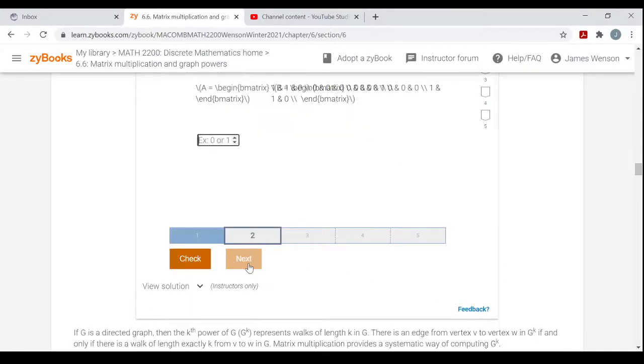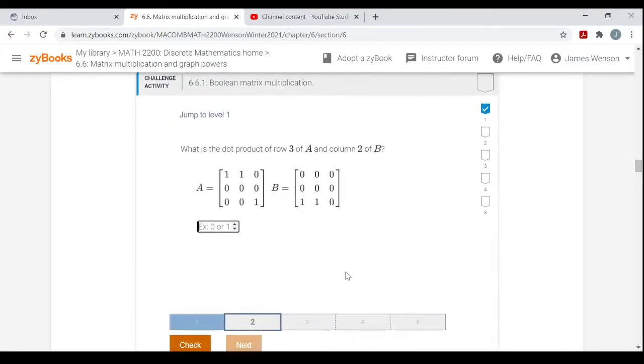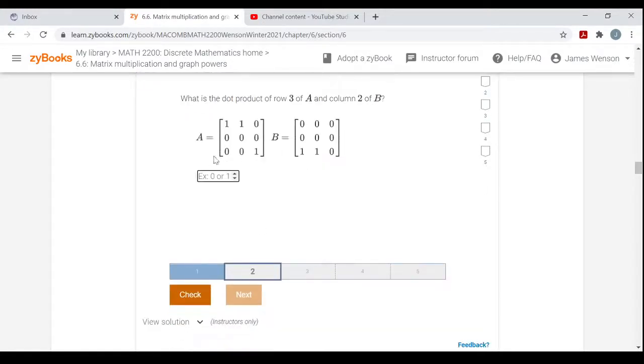Now let's look at some other levels. This one is just, what's the dot product of row 3 of A with column 2 of B? All right, so again, it's going to be 0 or 1. We're doing Boolean arithmetic here.